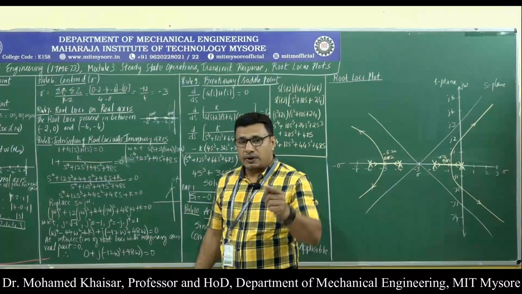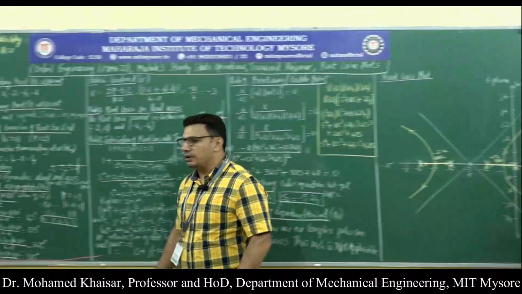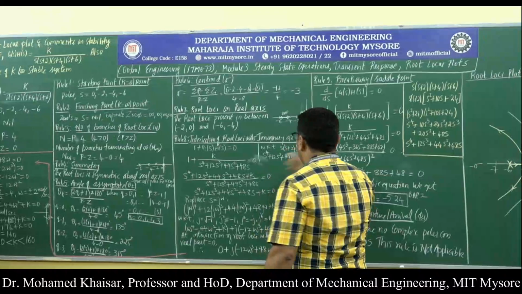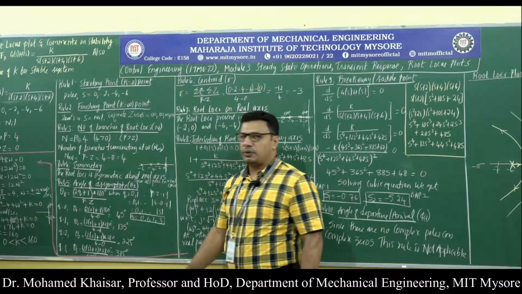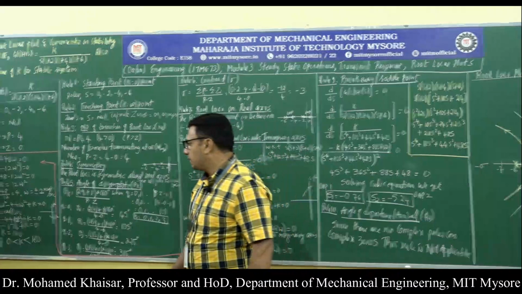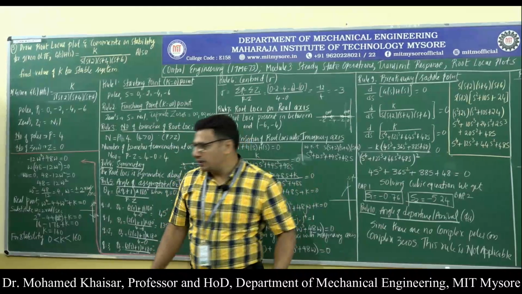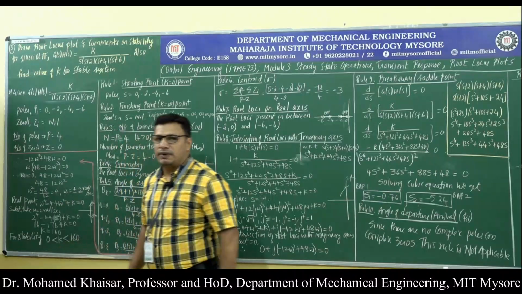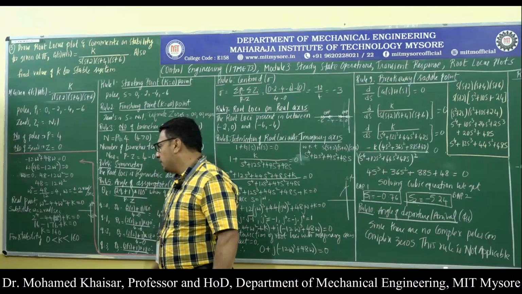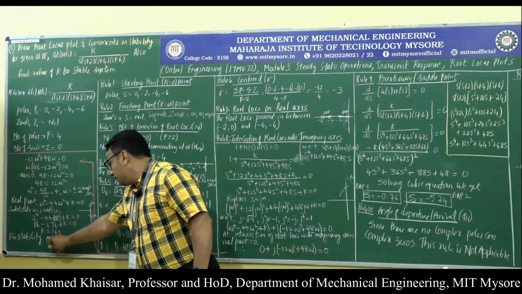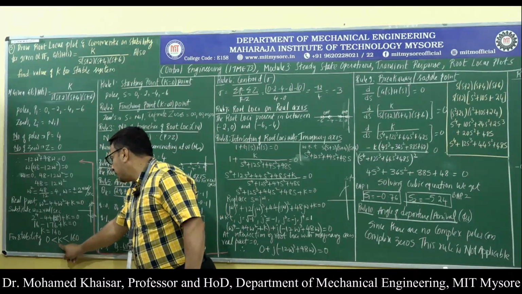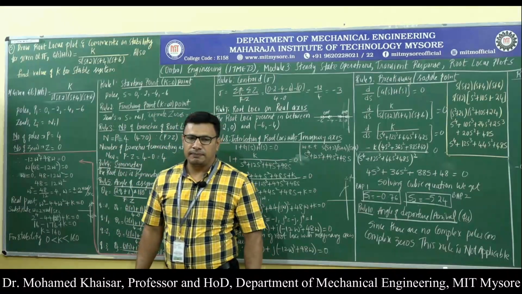And then we have also commented on the stability of the system in rule number 8, the intersection of root loci with the imaginary axis, that where it intersects with the imaginary axis, as well as what will be the value of k, what will be the value of gain for which the system is stable. We have found for stability the value of k should be such that 0 less than k less than 160.